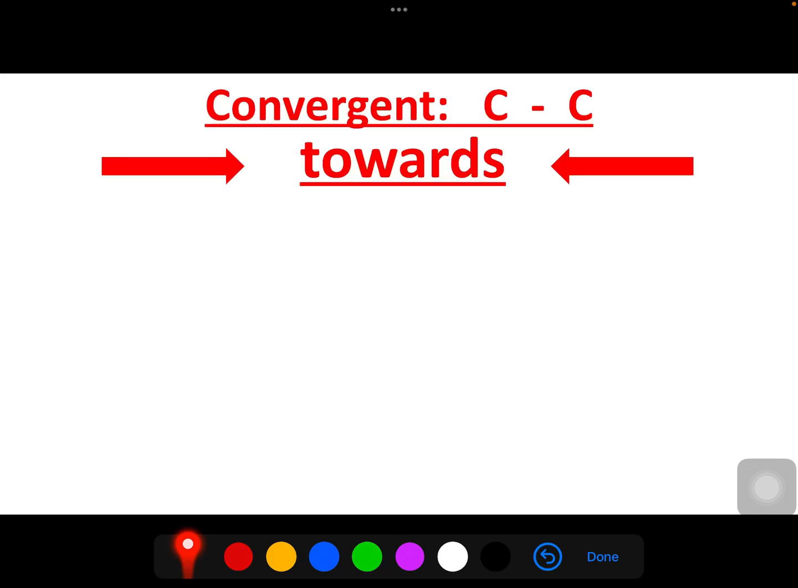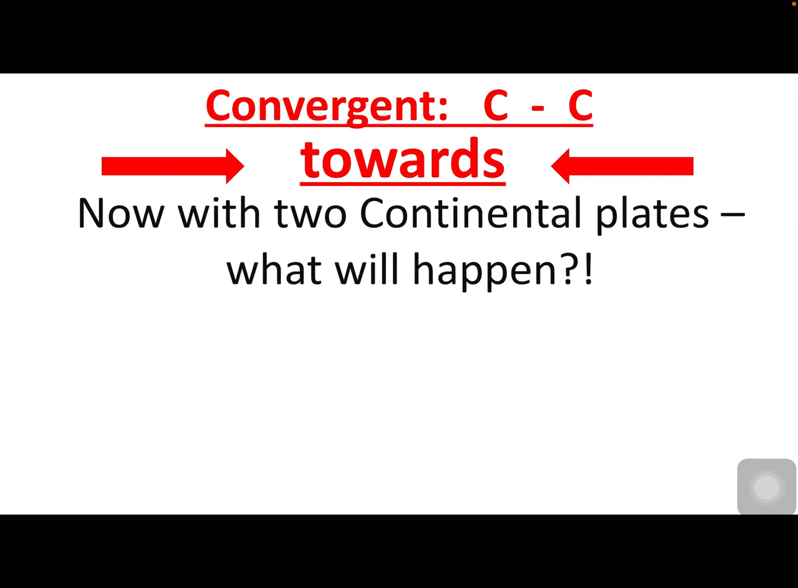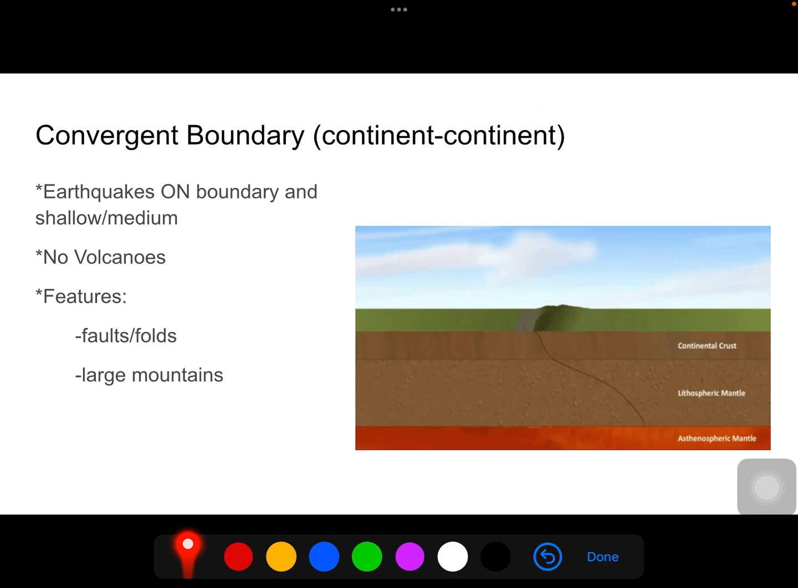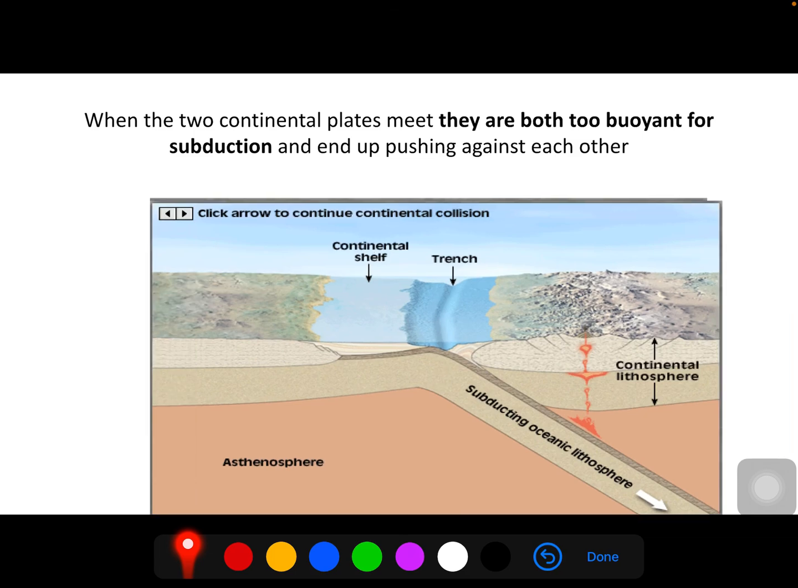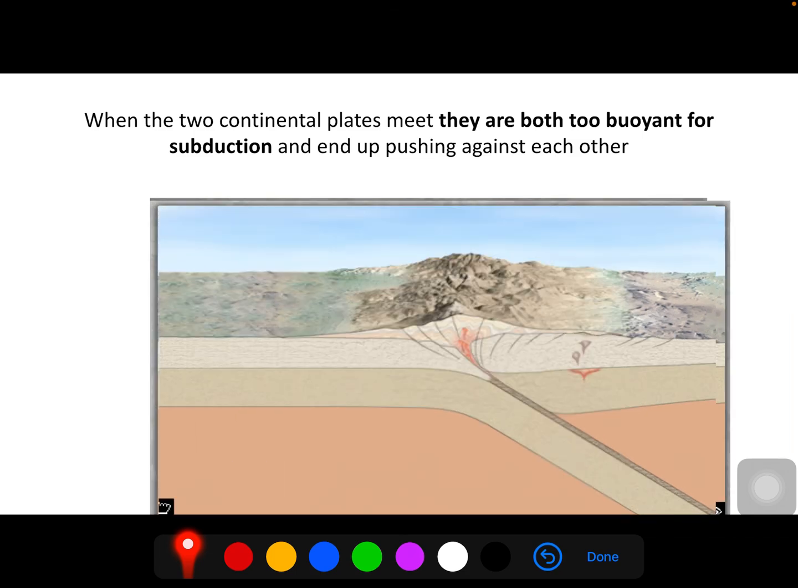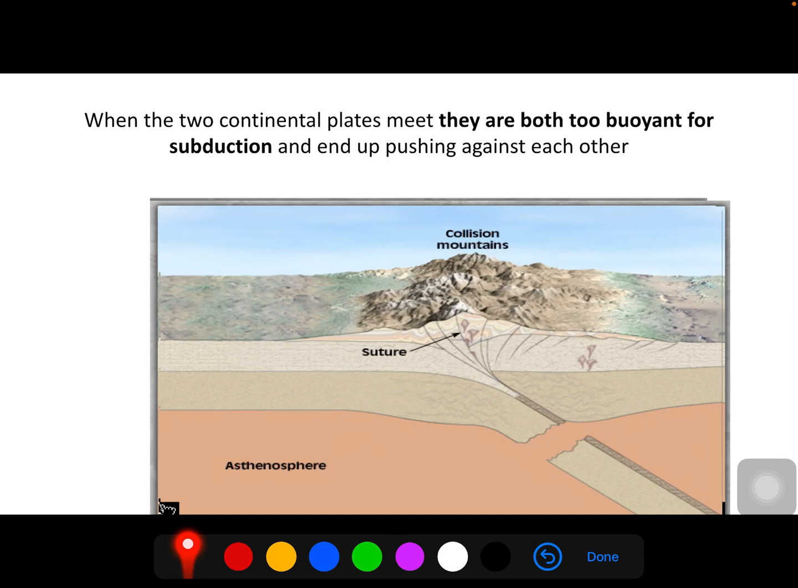Okay, so now what's the deal with convergent boundaries when there's two continental plates colliding? Here we get two plates that are pushing together, but they're less dense. They're less dense than the ocean floor. So instead of subduction happening, we get two plates that push together and they kind of push upwards. They're not heavy enough to get pushed into the mantle. They push together and they just kind of crumble on top of each other, called folded mountains.